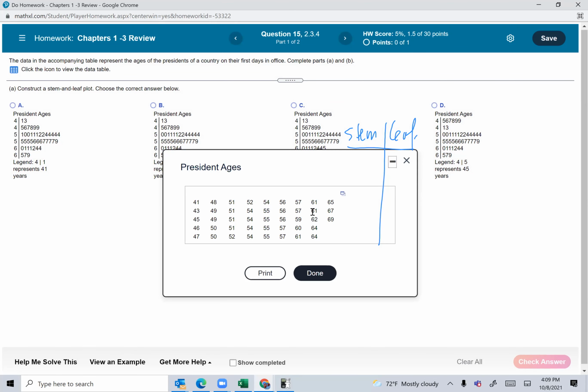Here's the data. As you can see, guys, it has tens and ones. So your tens is going to be the stem, and your ones are going to be the leaf, and then you would select one. Now, StatCrunch can do it for you. Let me show you how you can do that in StatCrunch.